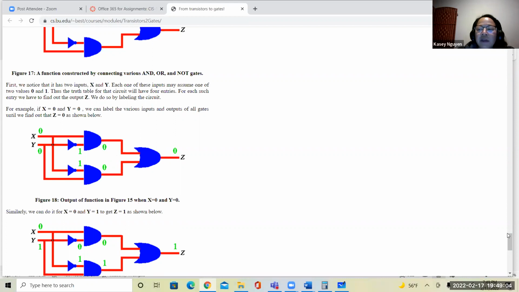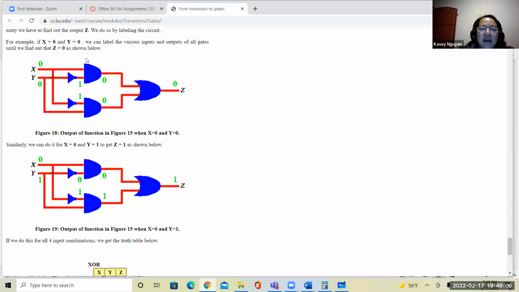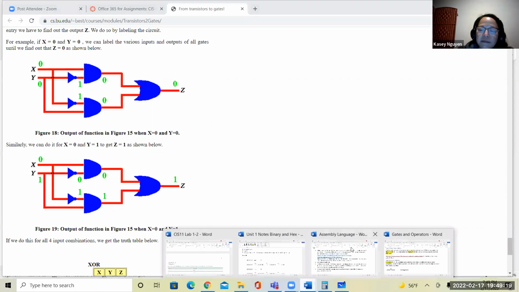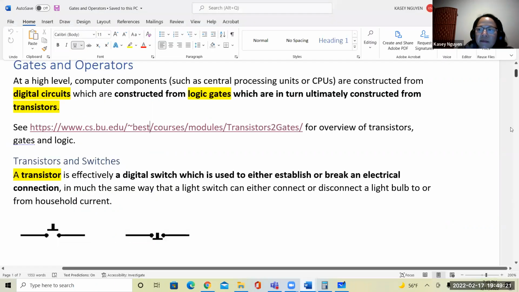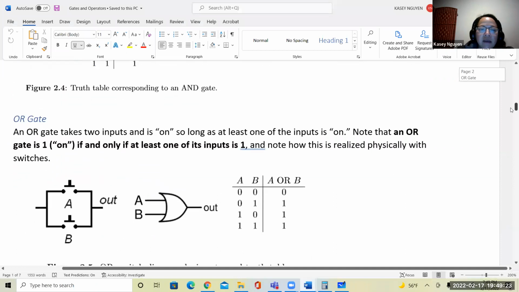And then we also see where it becomes constructed as a larger circuit, where you would see it as a multiplexer. And we'll touch on that next week. Any question? Okay.